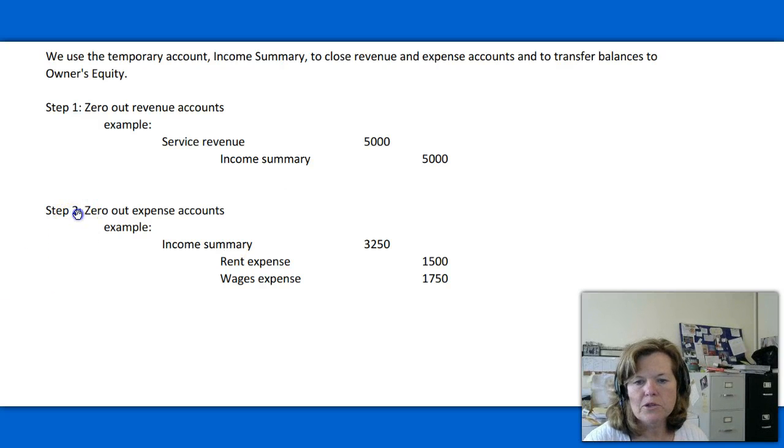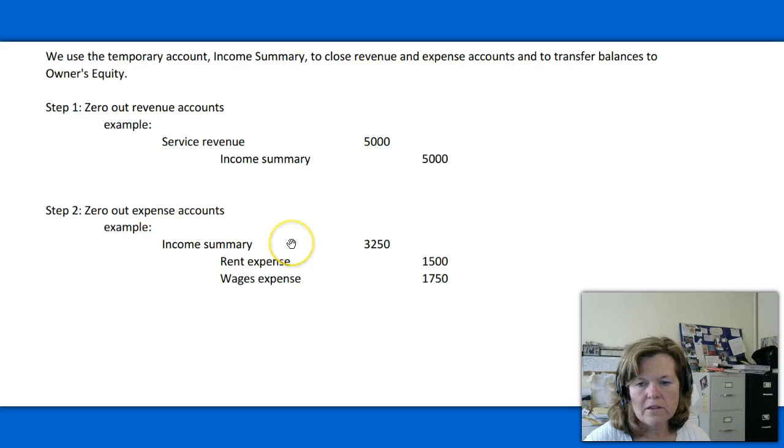Step 2, we're going to zero out expense accounts, and I've got a brief example here. We would credit each of the expense accounts that we have. In this case, I've got rent expense for $1,500, wage expense for $1,750. Remember, expense accounts, what's the normal balance? It's a debit, right? So in order to zero out a debit balance, we're going to have to put an equal amount in the credit column to zero that out, okay? So that's why we've got these credits in the expense accounts. We're zeroing out those expense accounts.